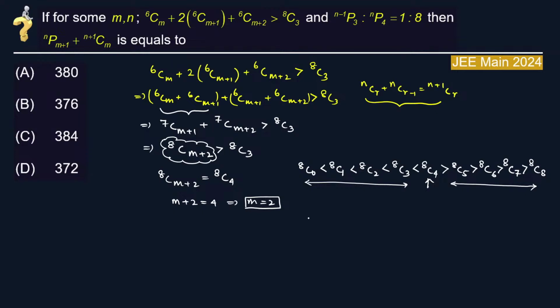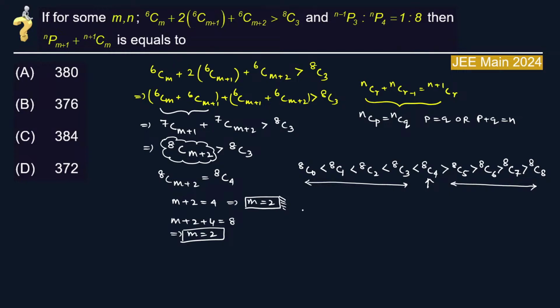Yes or no, tell me? Therefore, we got that our value of m is 2. Now, somebody can say, sir, why have you taken this one? Why not this? p plus q is equal to n. Because what we know is, if nCp is nCq, then either p is equal to q or p plus q equals n. But from here, you are again going to get the same value. There will be no change. Okay, so we got the value of m as 2.